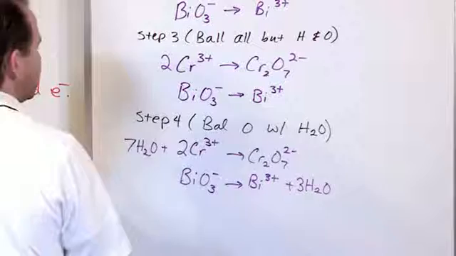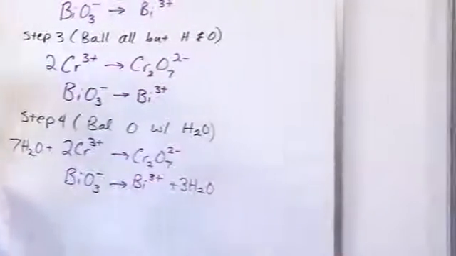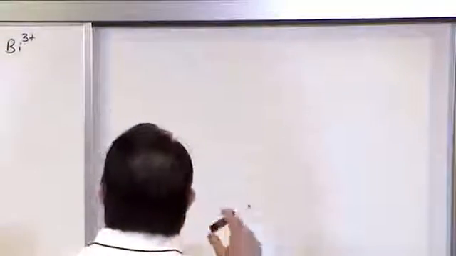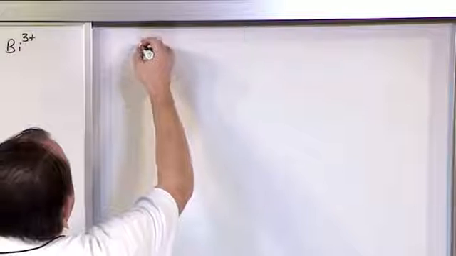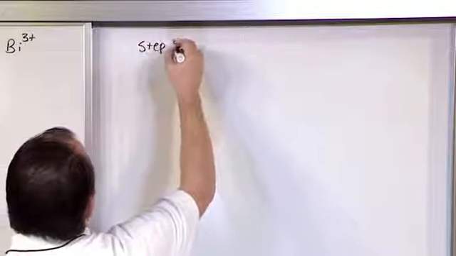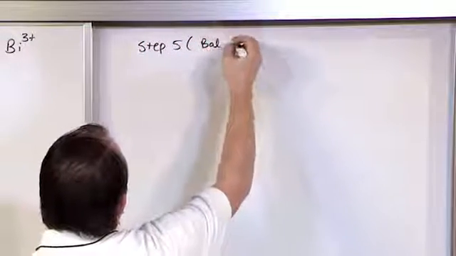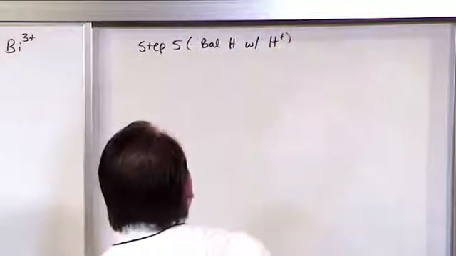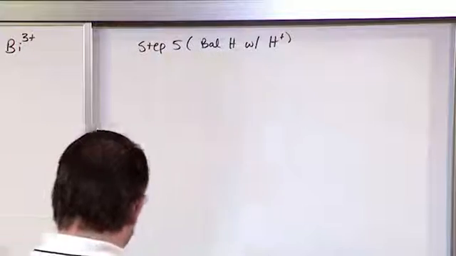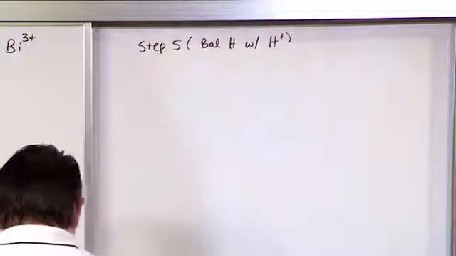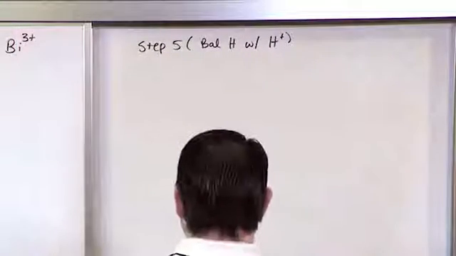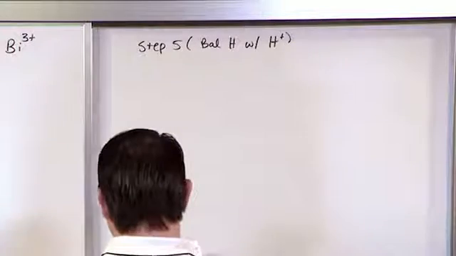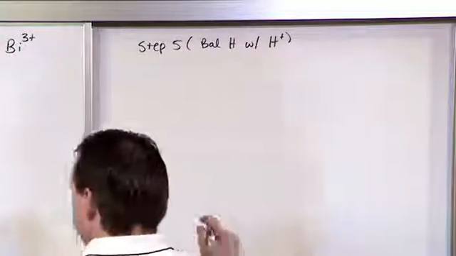All right, let's go on over to the next board. What we're going to do next is rewrite these half reactions. And the very next step is to balance the hydrogen. So that's step 5, to balance the hydrogen with hydrogen ions. The reason we're doing that is because we're in acidic solution. All right, so let's go ahead and do that. What we're going to do first is just recopy the reactions over.